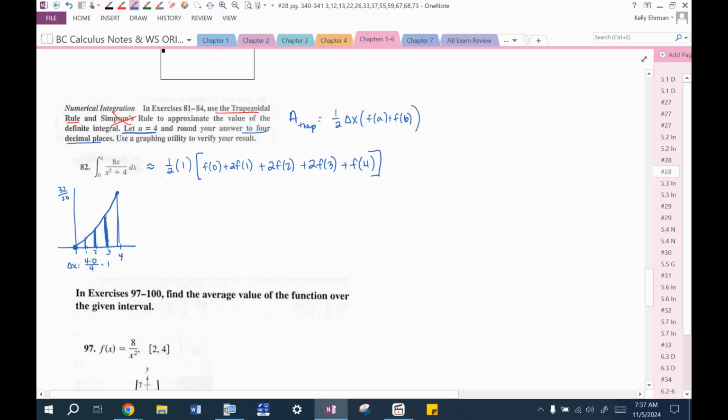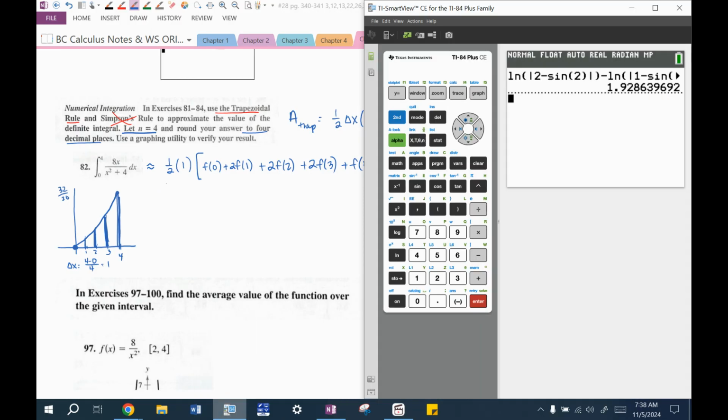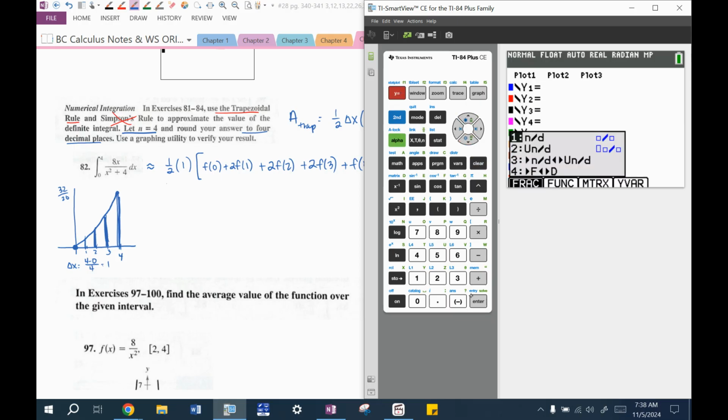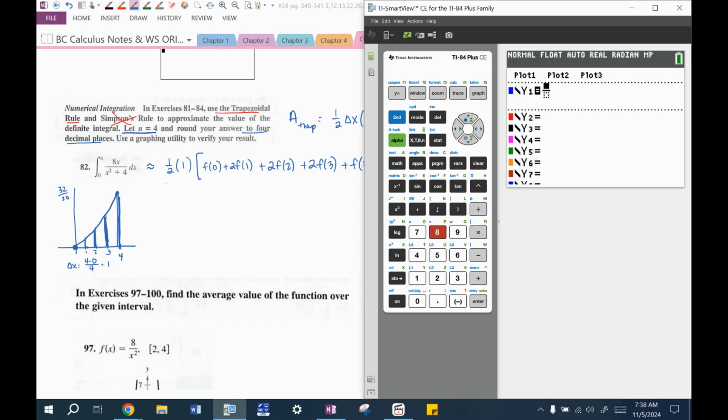f of 0 does not get used twice. f of 4 does not get used twice because those were only in one trapezoid. And then let's use our calculator for this. Because I don't want to keep typing in 8x over whatever squared plus 4, let's just type it into the y equals. So alpha y equals, I'm going to make mine a fraction so I don't have to think too hard about parentheses like this.